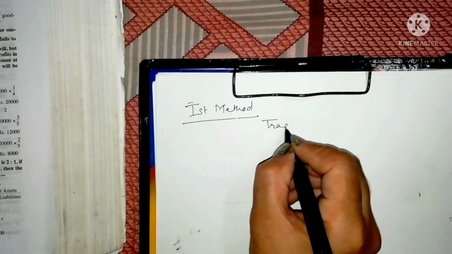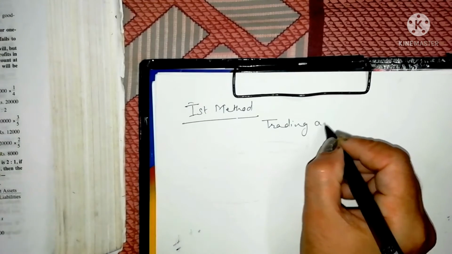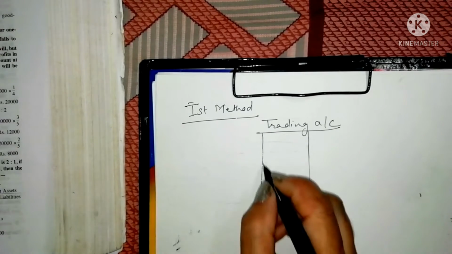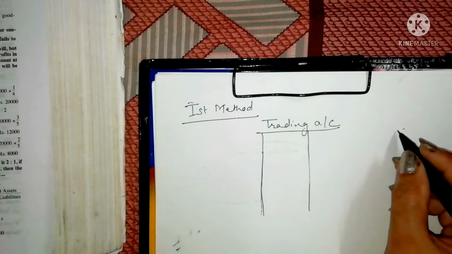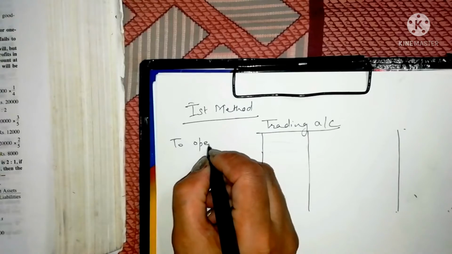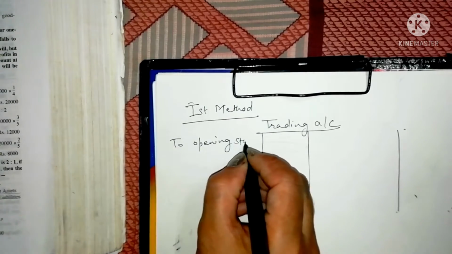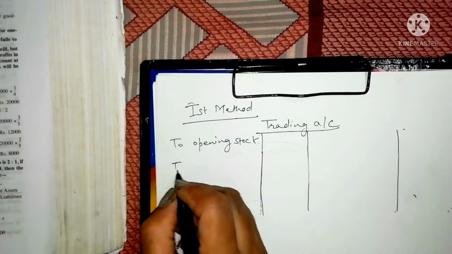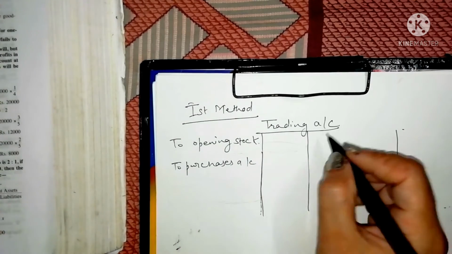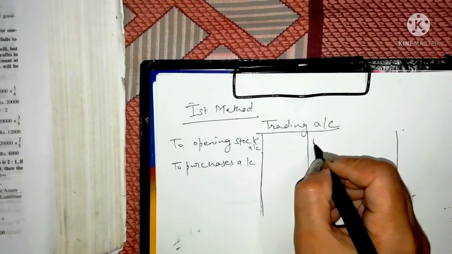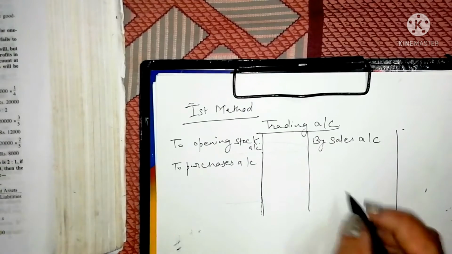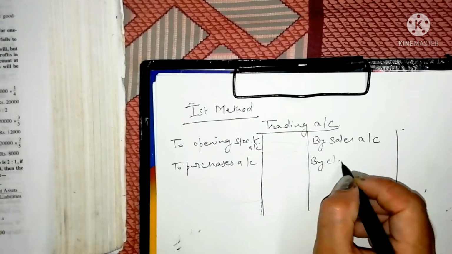The first method is by preparing a trading account. We will find out the purchases figure with the help of the trading account. As you know the trading account format, we will draw it. On the debit side of the trading account, we will write to opening stock, to purchases account. On the credit side of the trading account, we will write by sales account, by closing stock account.